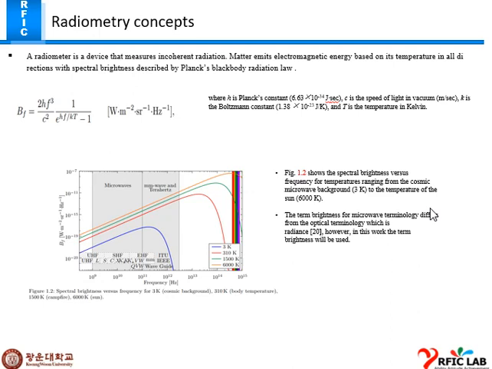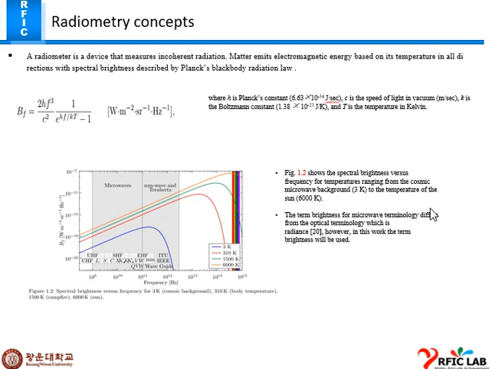H is the Planck constant, 6.63 x 10^-34 J·s. C is the speed of light in vacuum, meters per second. K is the Boltzmann constant, 1.38 x 10^-23 J/K, and T is the temperature in Kelvin.